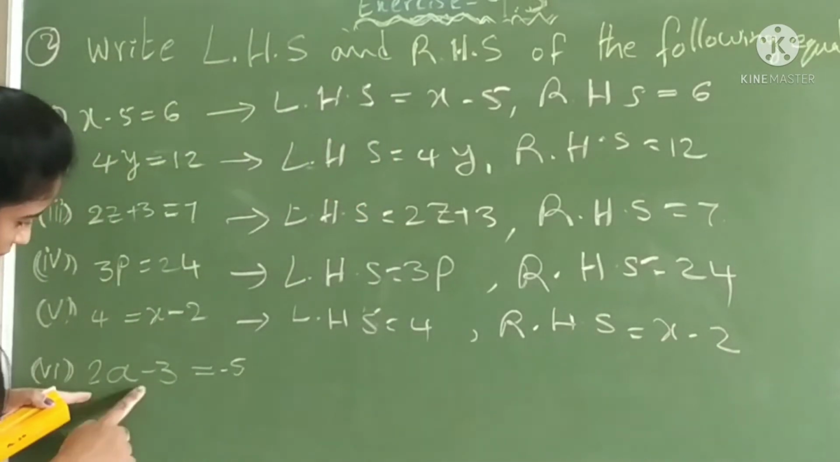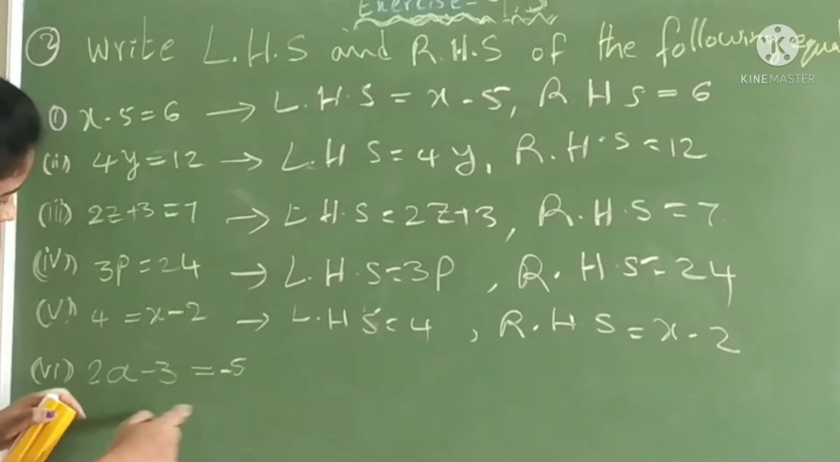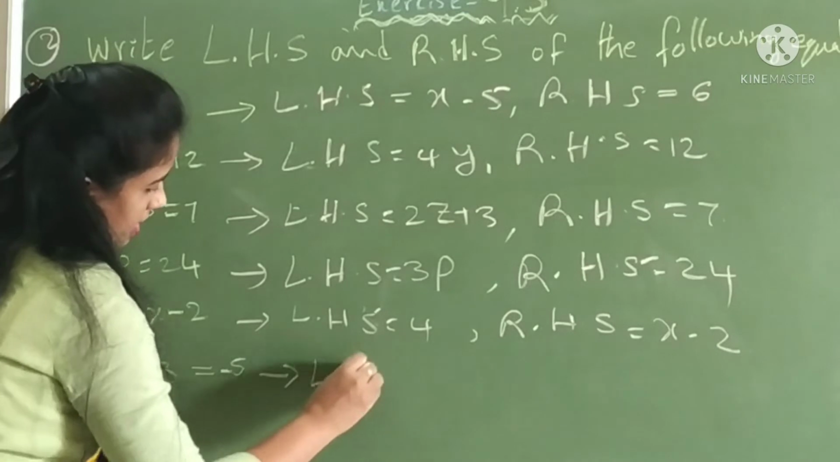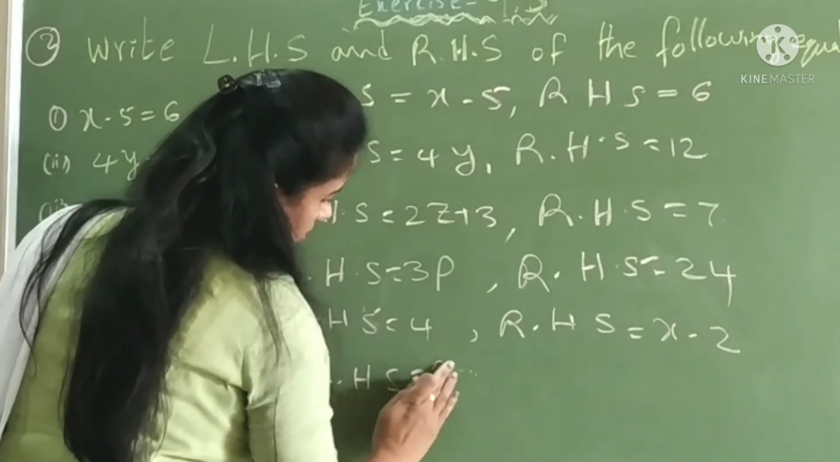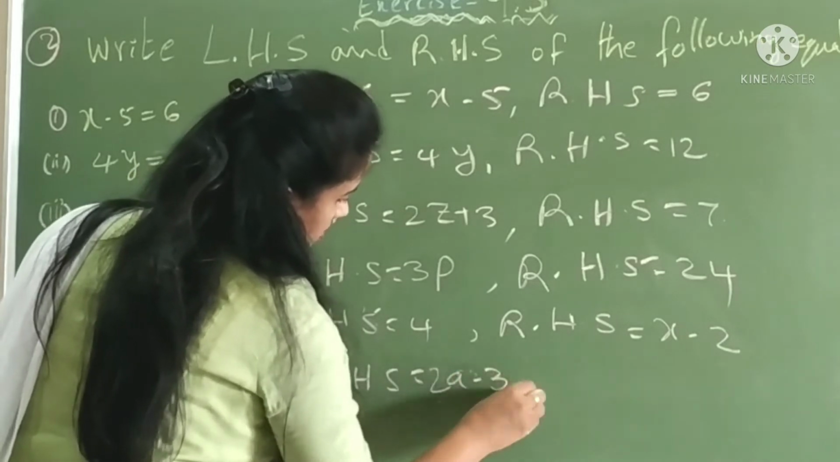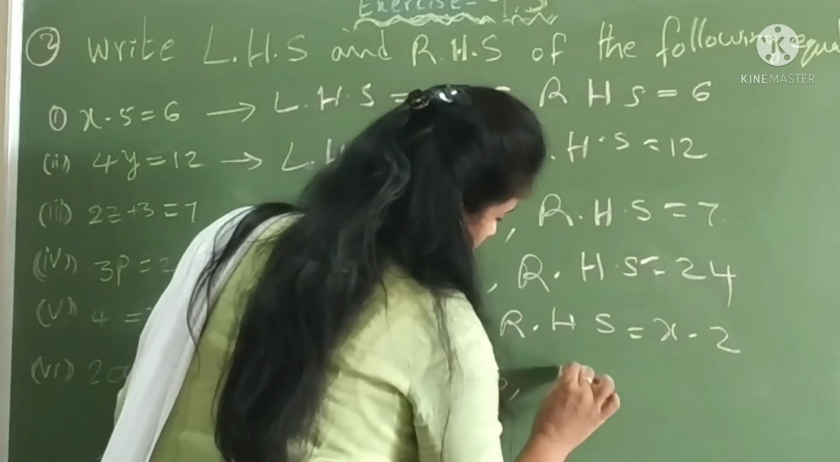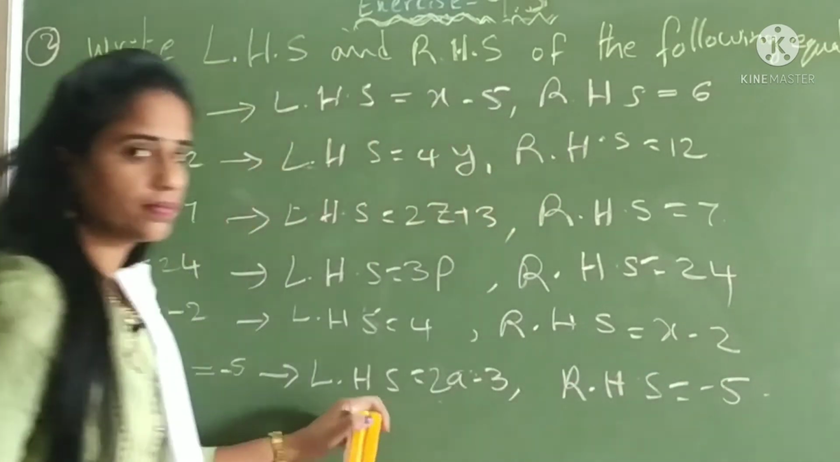2a minus 3 is equal to minus 5. In this equation 2a minus 3 is the LHS. LHS is equal to 2a minus 3, comma, RHS is equal to minus 5, after the equal to. RHS is equal to minus 5.